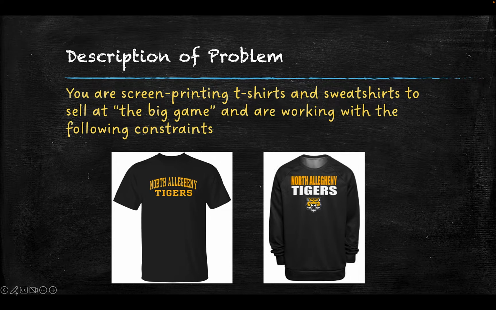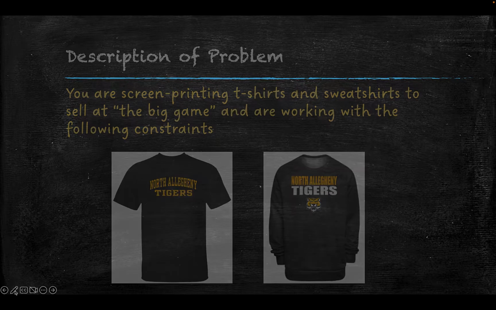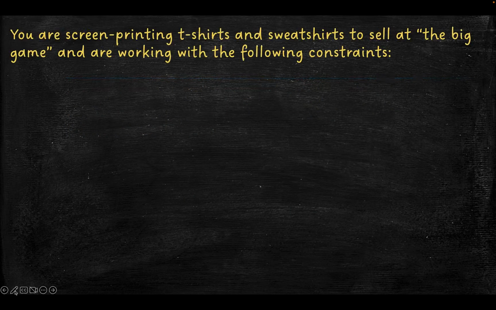Okay, so we are screen printing t-shirts and sweatshirts to sell at the big game. And we have a few constraints that we have to meet. Constraints basically that real people would have in real life. Limitations on how much time you have to get ready, how much materials you have, how much money you have. So taking a look at those, here's what we got.